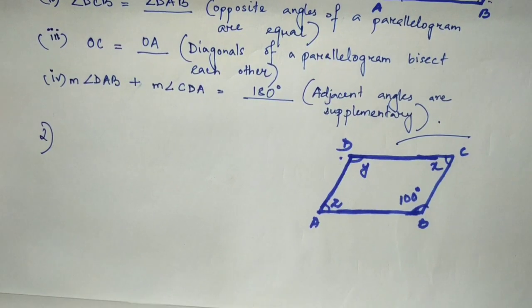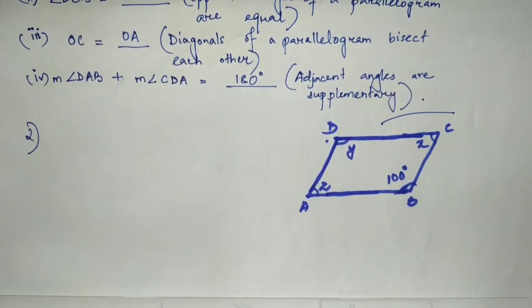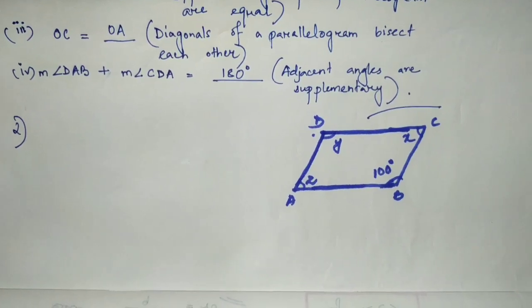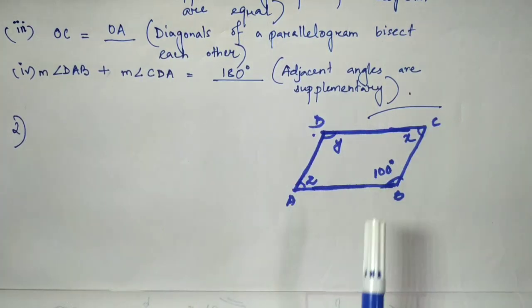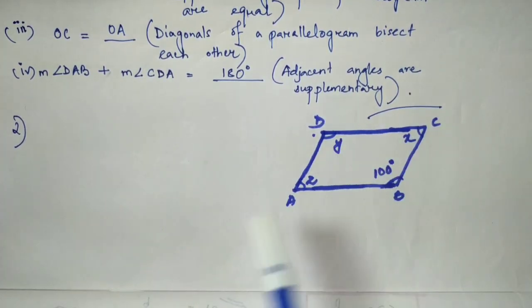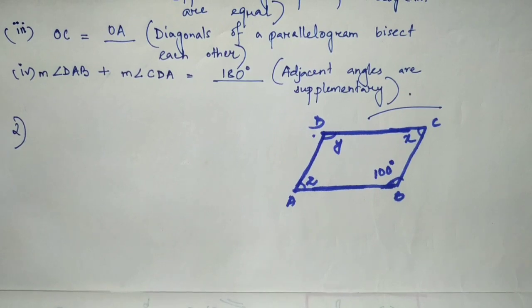I'm really sorry about the diagram, I had to manage. I have drawn it with the sketch pen itself, so it becomes a little bit brighter. Please use pencil and scale. Now see, this is a parallelogram given here. You have to find the value of the unknown x, y and z, and one of the angles, as you can see, is given as 100. Now how do I find the unknown angles of the parallelogram?